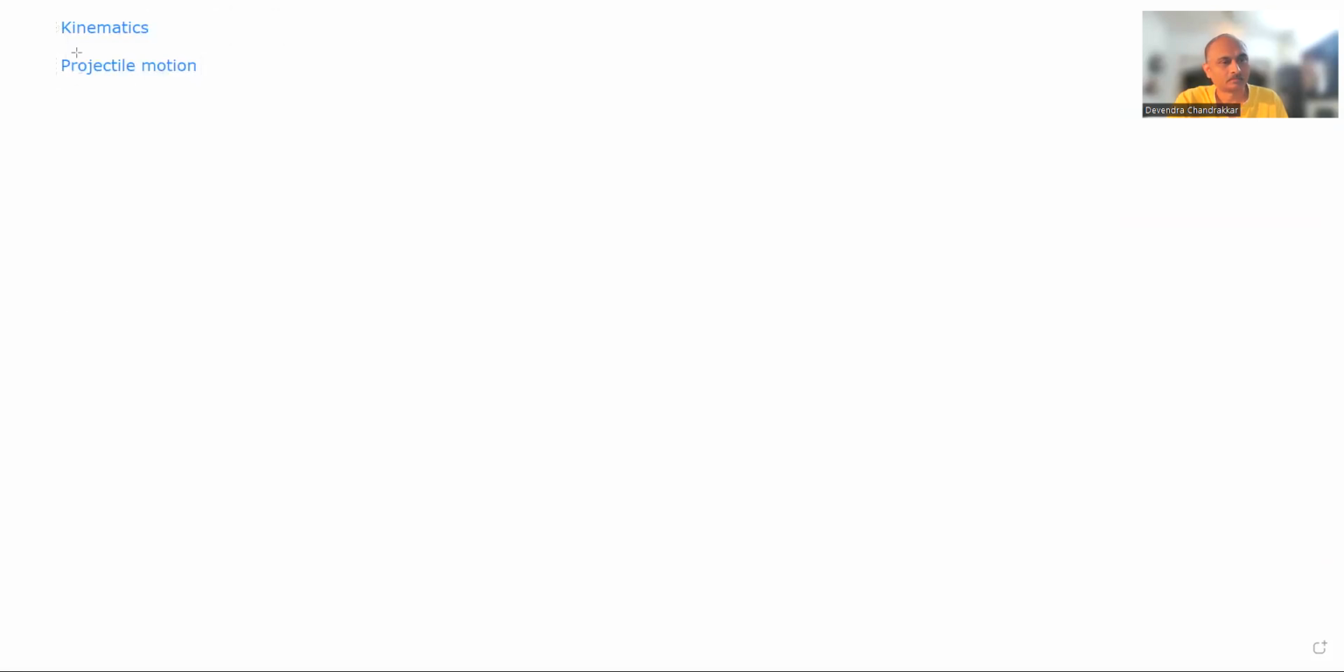See, what is a projectile? First of all, let's try to understand what a projectile is. Suppose in the gravitational field of Earth, we project a particle, like this.